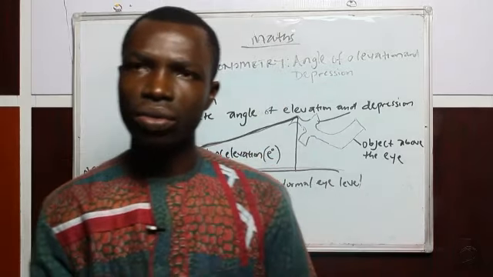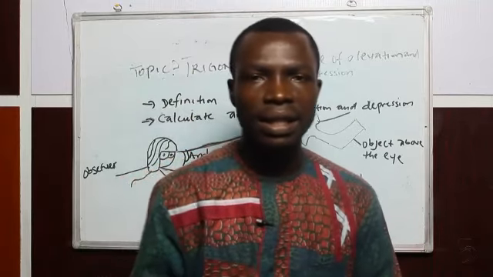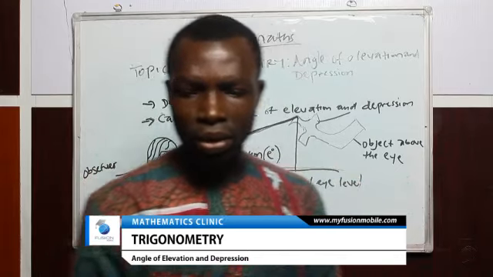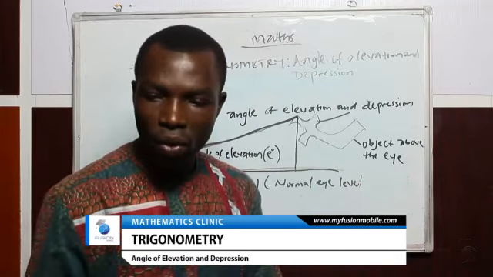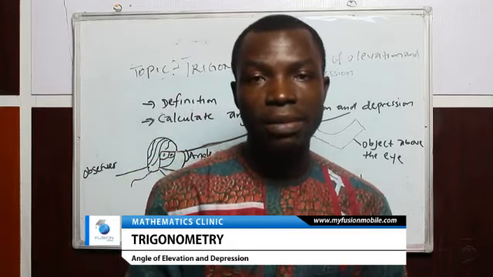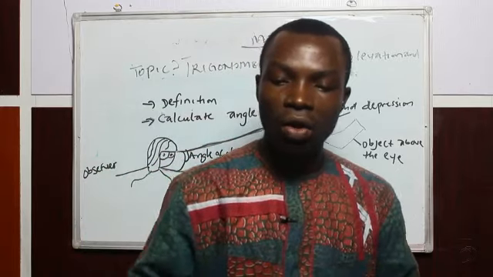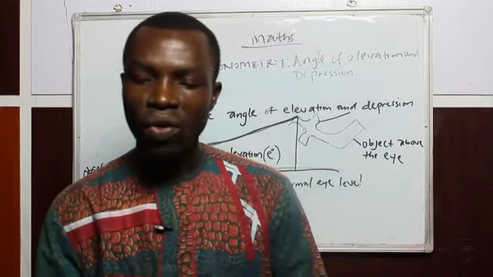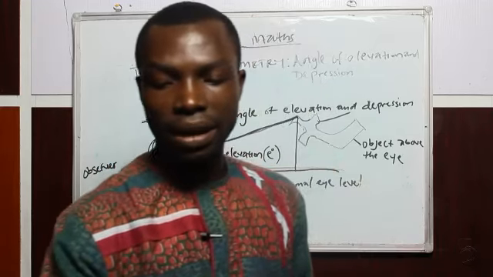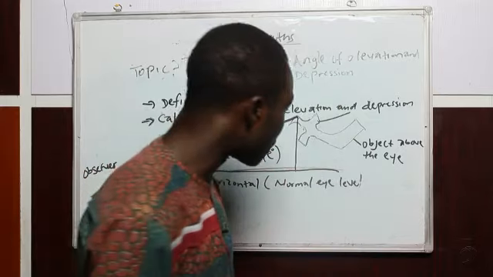I would like us to do a few examples so that we'll be able to understand this topic, angle of elevation. Let's solve this example. A man is at a point 18 meters away from the foot of a tree. From that point, the angle of elevation of the top of the tree is 29 degrees. Calculate the height of the tree.